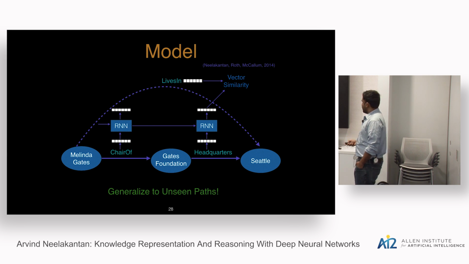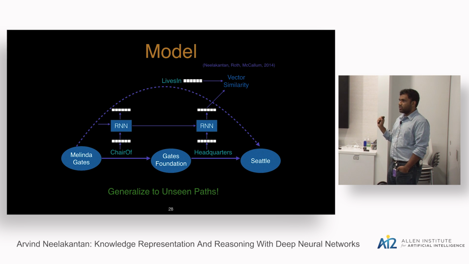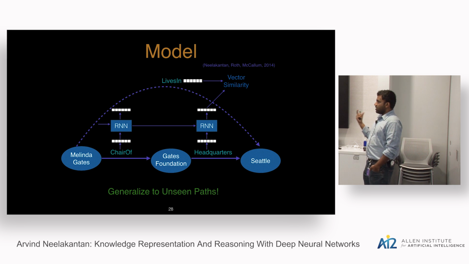And what this gives us is that now we can start generalizing to unseen paths, right? Even if the whole path is not seen during training, if the individual relations are seen during training, this model can still construct vector representations for the whole path, and you can perform reasoning.